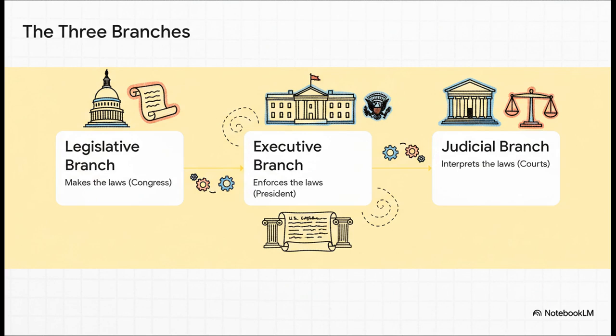They split the government's power into 3 separate parts, or branches. First, you have the legislative branch, that's Congress, and their job is to make the laws. Second, the executive branch, which is the president, and their job is to enforce those laws. And third, the judicial branch, the Supreme Court and the court system. Their job is to interpret the laws.